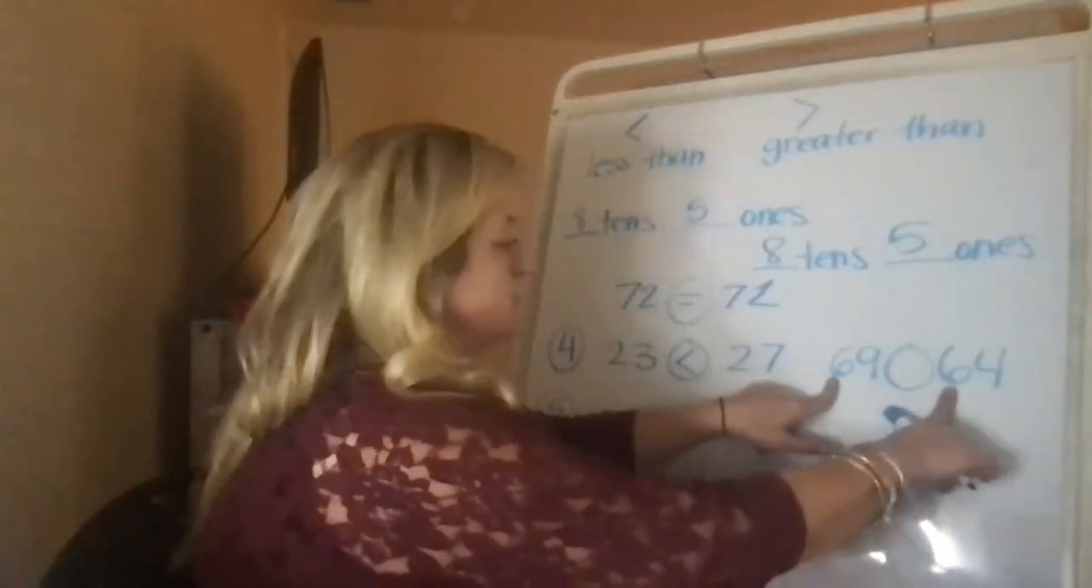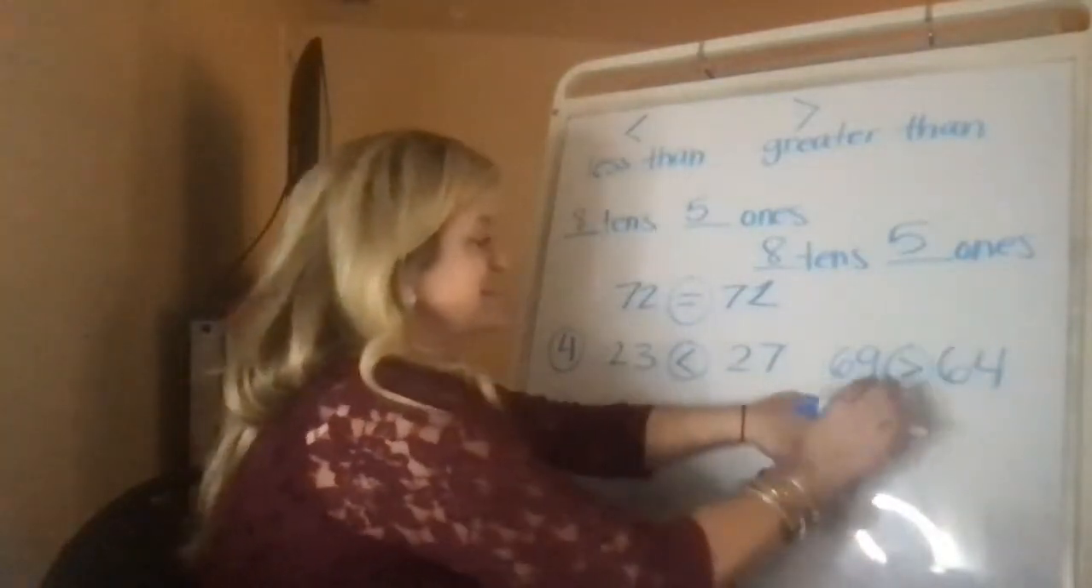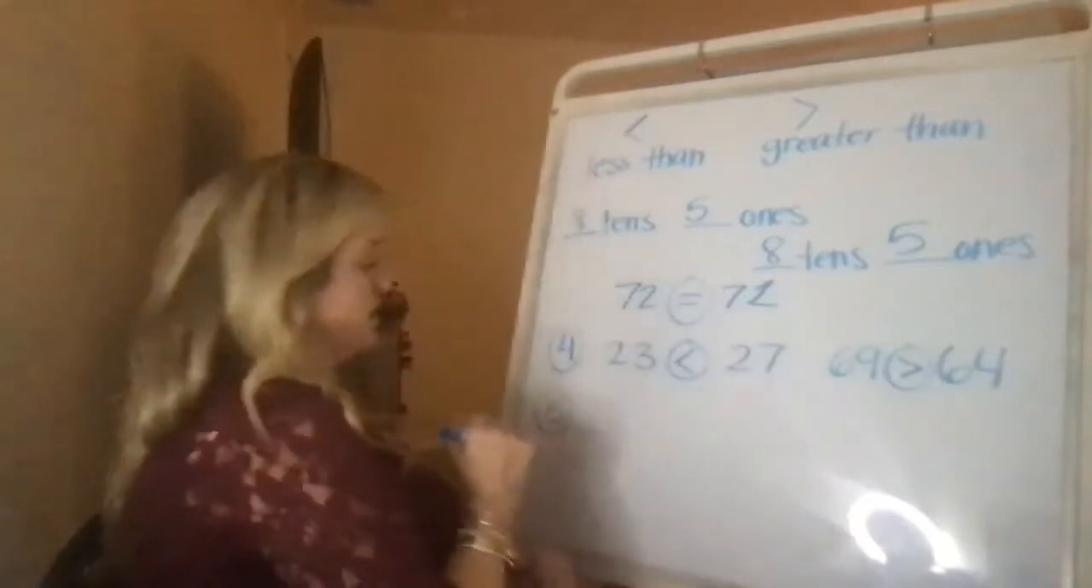69 and 64. Tens are both the same. Ones, the 9 is greater. So 69 is greater than 64.